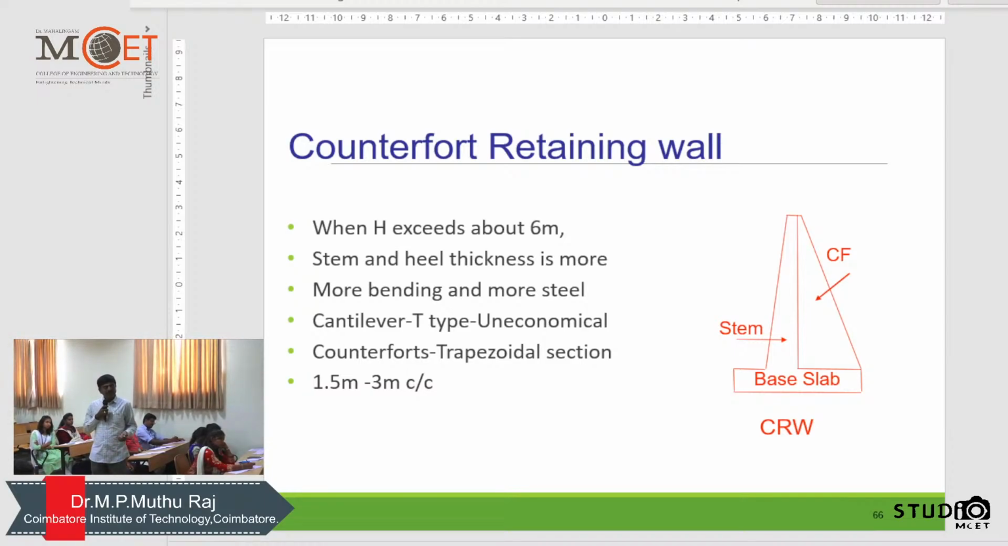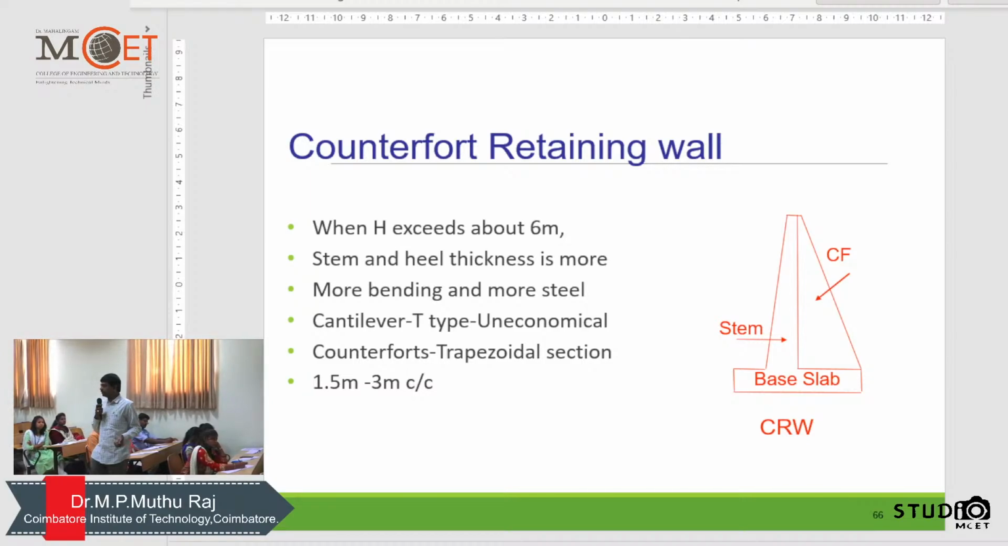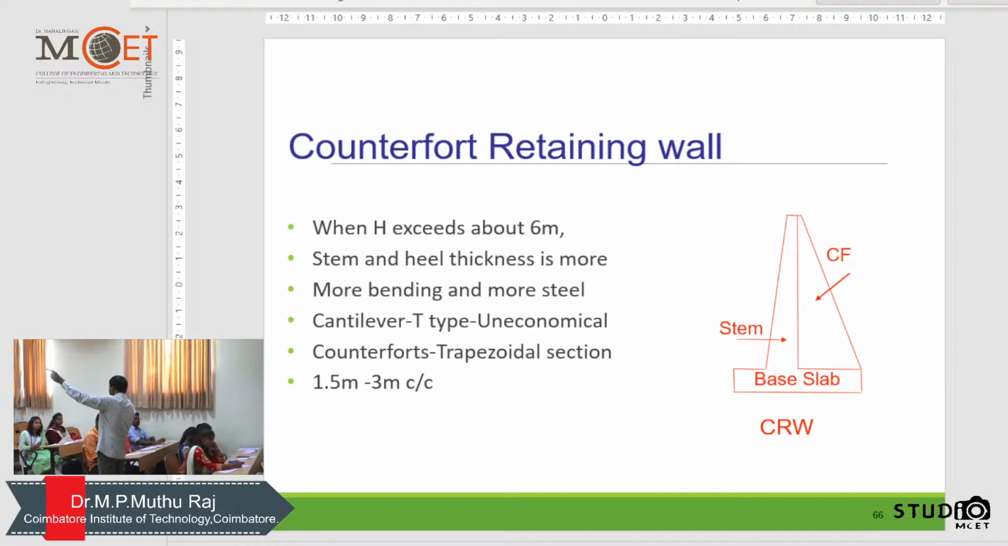But here, the beam is not rectangular in cross section. You should not get confused that usually all beams will be rectangular in shape. This beam is triangularly varying. It is a cantilever beam. So this cantilever beam is triangularly varying. And this face will be subjected to tension. I told you already, counterfort retaining walls always carry tension. So this face will take care of tension. This counterfort will be taking care of tension.